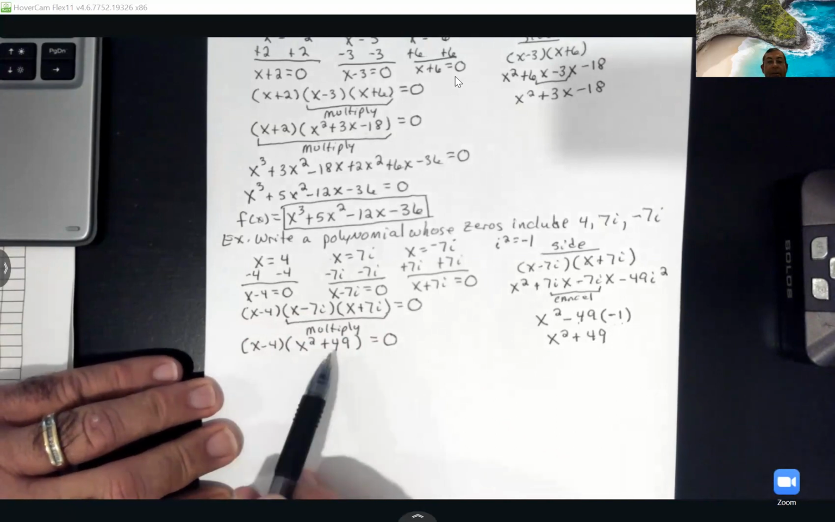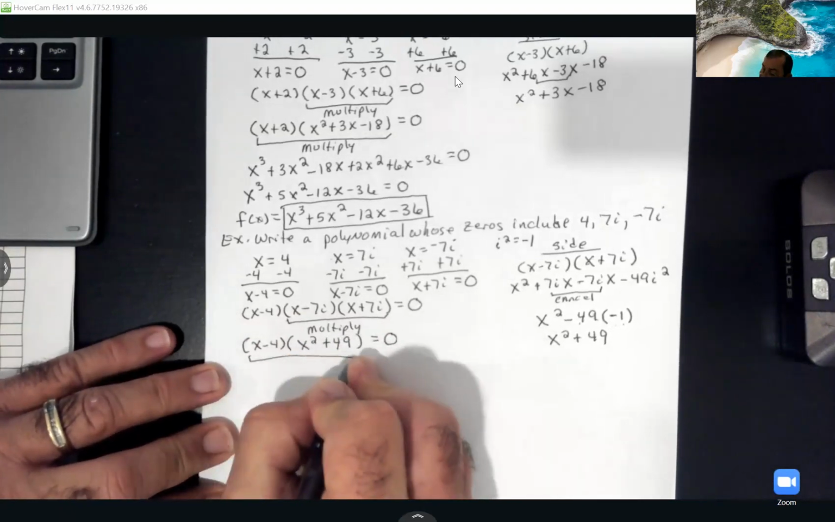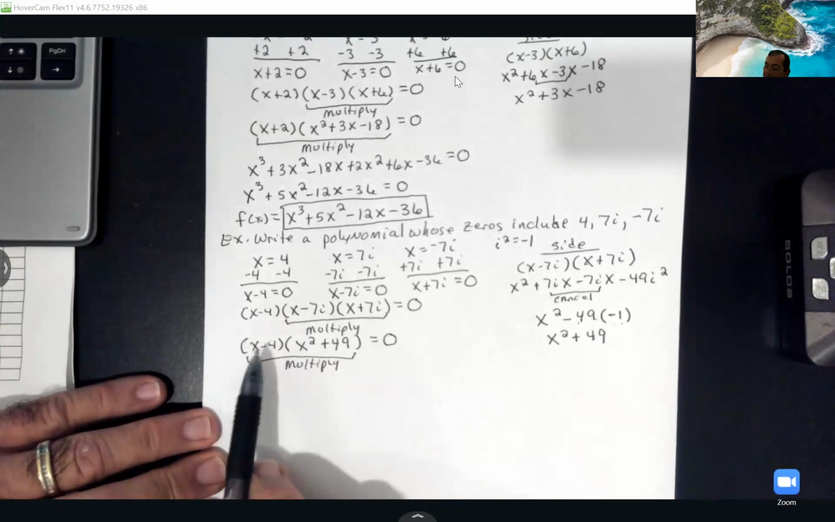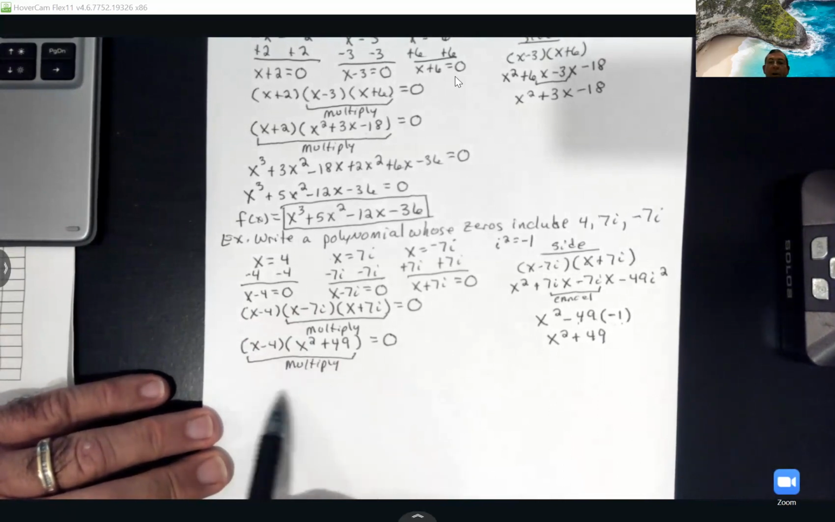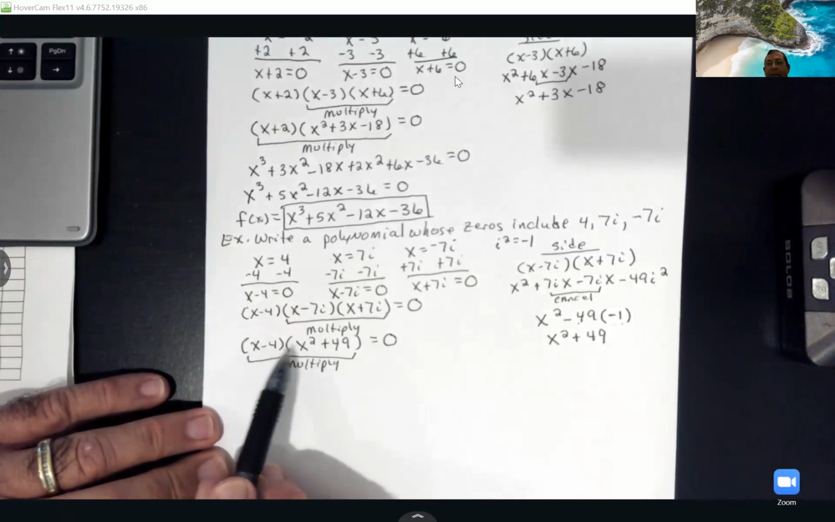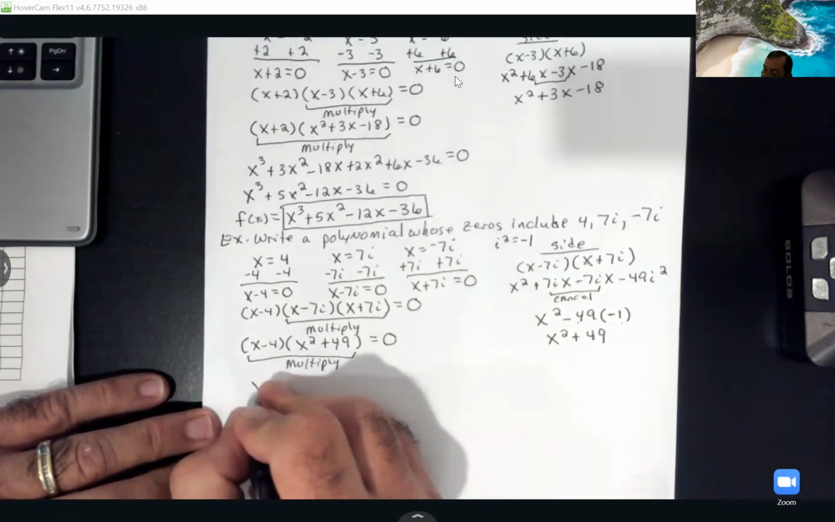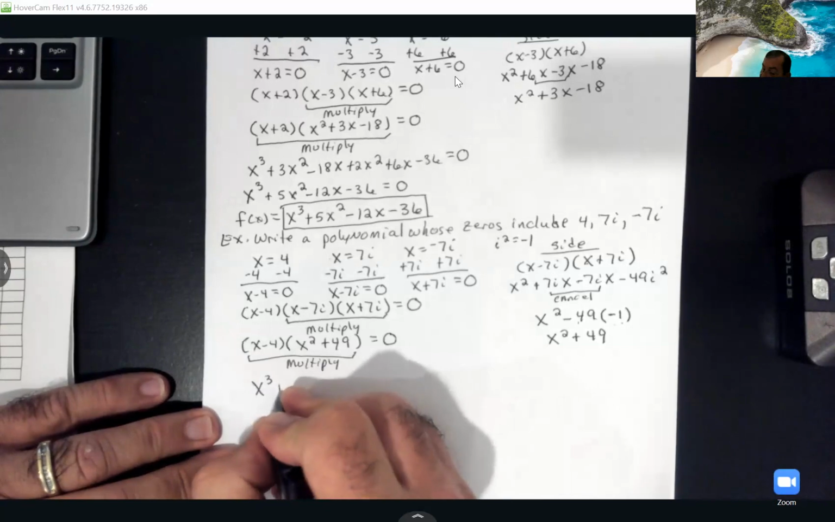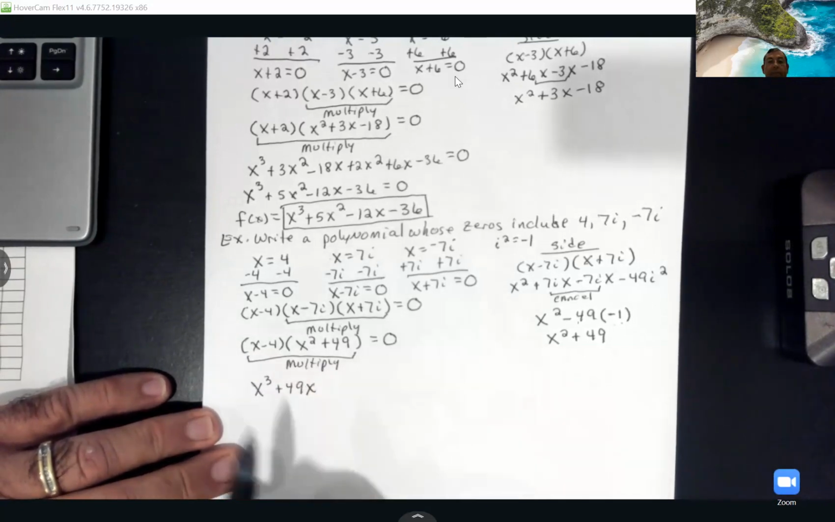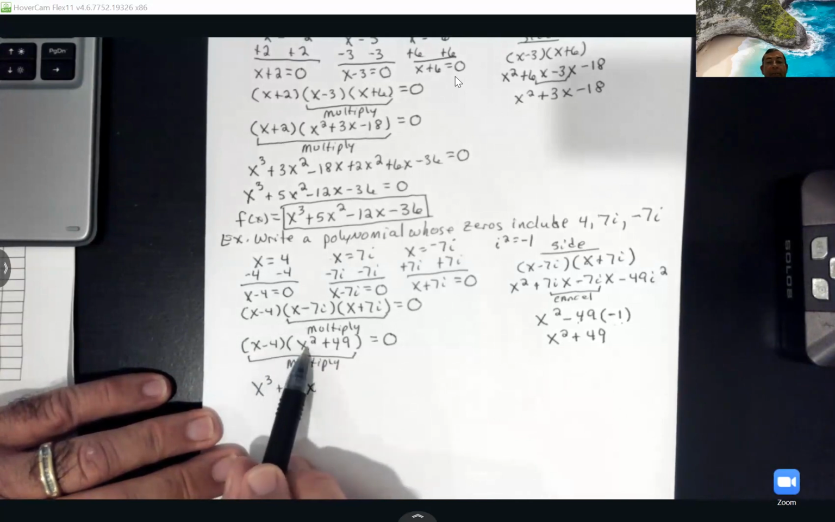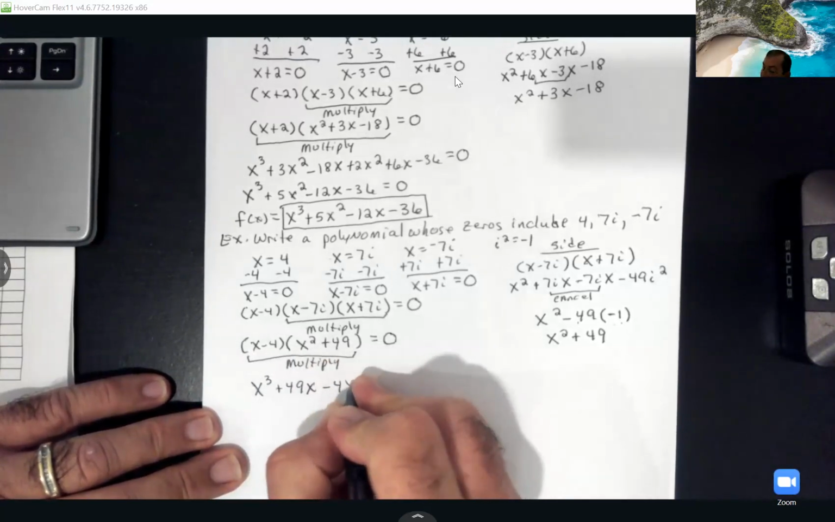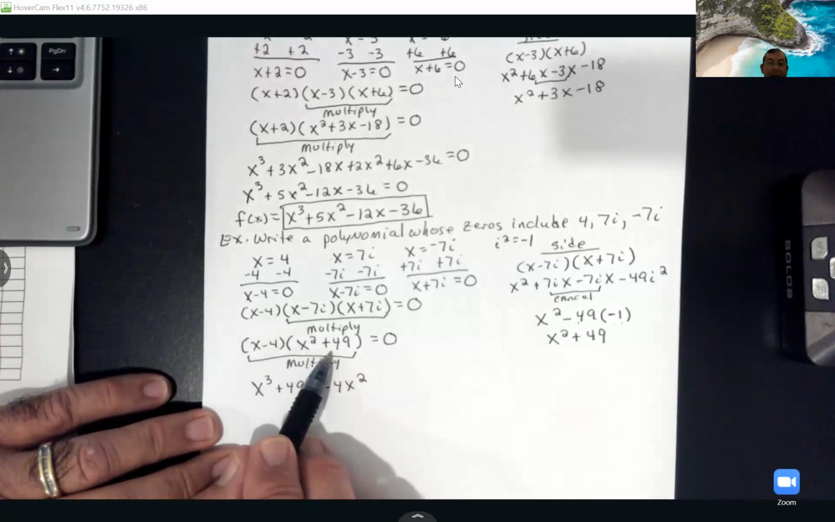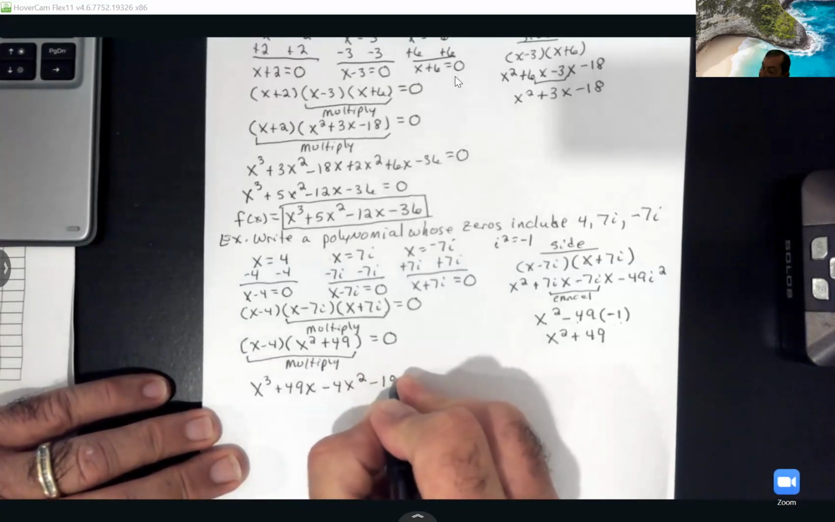So now we got two things times two things. We're going to multiply this. Y'all, since I'm down to the last thing I'm multiplying, I'm just going to work them over here, okay? So I got an x times an x squared. That'll give me an x to the third. I got that x times 49. That'll give me a 49x. I got a negative 4 times the x squared. That's a negative 4x squared. And then I got a negative 4 times 49. That's going to give me a negative 196.